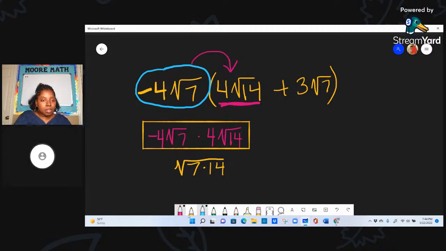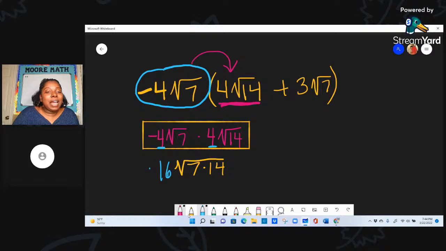2 4s on the outside. Yes. So we have a negative 4 and a 4. What's negative 4 times 4? Well, what's 4 times 4? 8. Oh, wait. It's okay. Hold on. What's 4 times 4? 16. There you go. Okay.